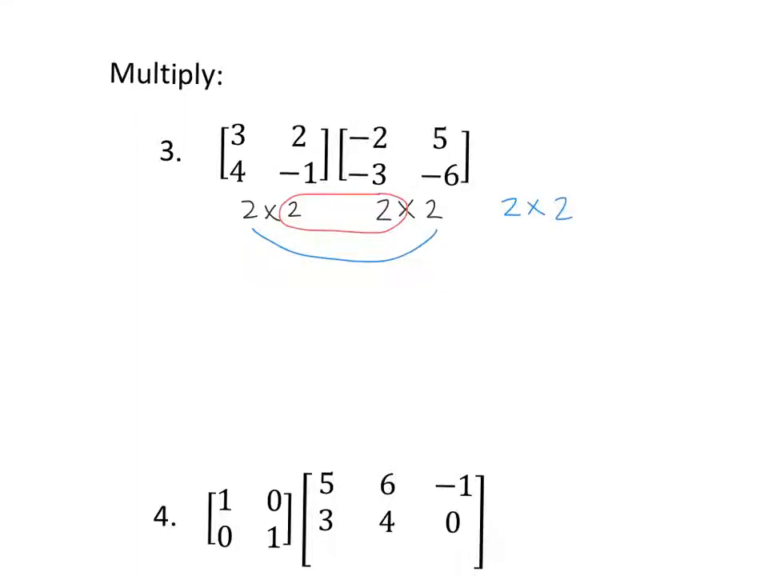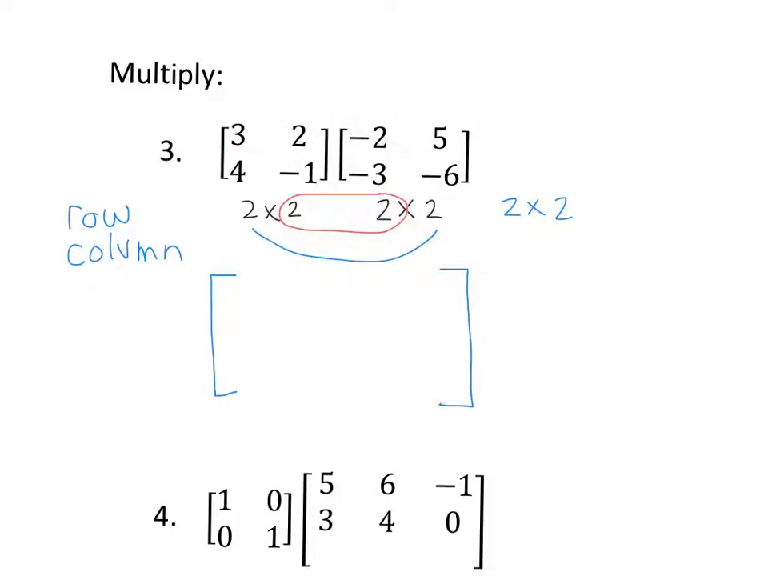So to multiply, you take the row of the first one times the column of the second one. Watch how I do this. First, I know my matrix is going to be a 2 by 2, but I'm going to leave lots of space to show what I'm doing here. So the row of the first matrix by the column of the second matrix, row by column.